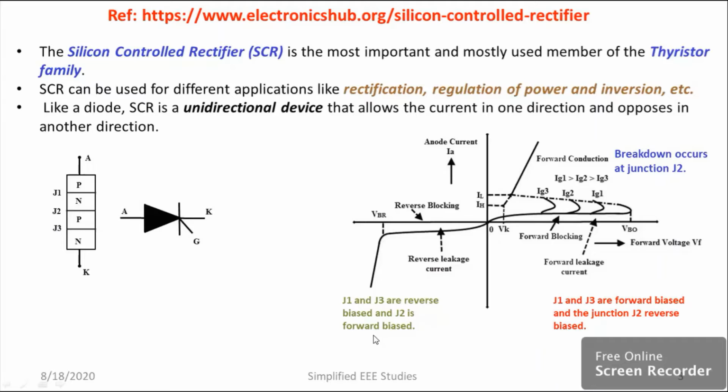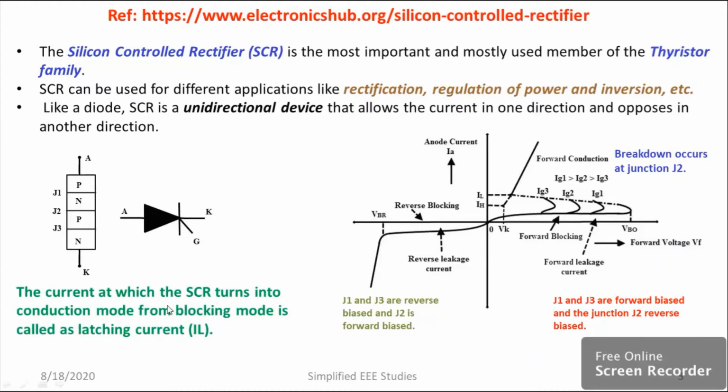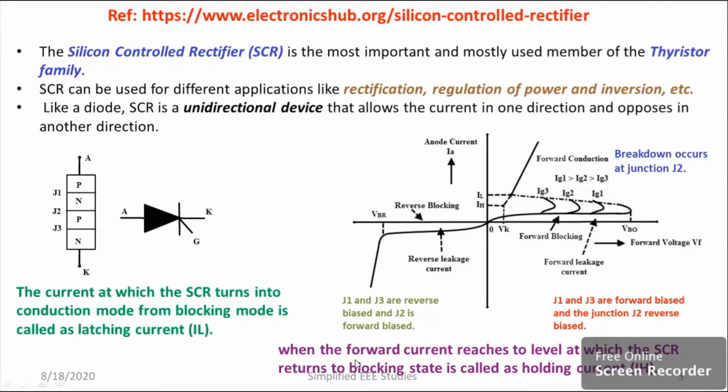Let us understand the definitions of latching and holding current. The current at which the SCR turns into conduction mode from blocking mode is known as the latching current. I already informed you that the SCR belongs to the family of thyristors. When I talk about holding current, it is the forward current level at which the SCR turns into blocking state. That means latching current is associated with the turn-on process, whereas holding current is associated with the turn-off process. These are the differences between latching current and holding current.